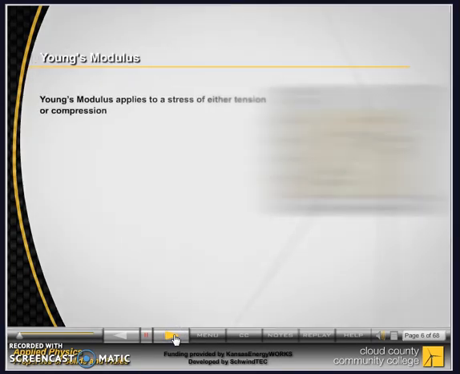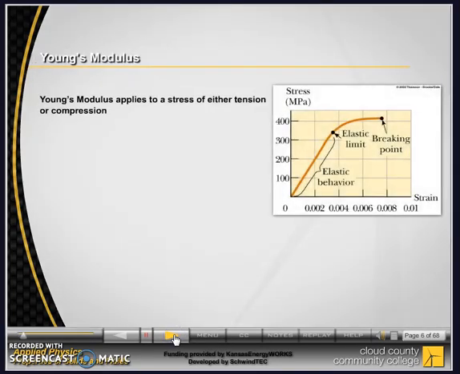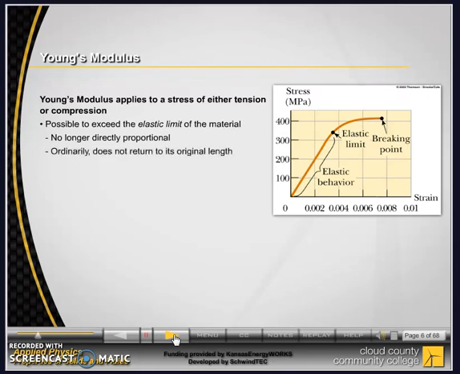Young's modulus applies to a stress of either tension or compression. It is possible to exceed the elastic limit of the material. It is no longer directly proportional and ordinarily does not return to its original length. If stress continues, the object may break.